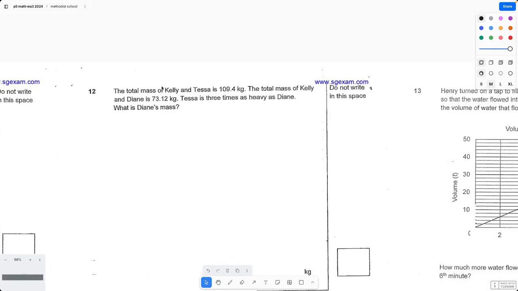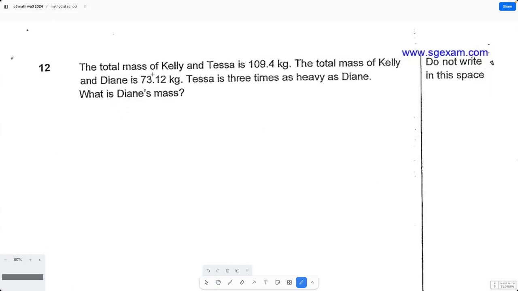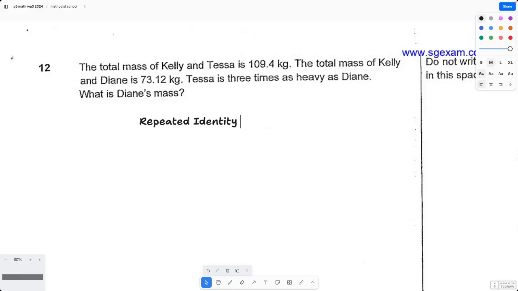Question number 12. The total mass of Kelly and Tessa is 109.4 kilograms. The total mass of Kelly and Diane is 73.12 kilograms. Tessa is 3 times as heavy as Diane. What's Diane's mass? This is what we call the repeated identity concept.